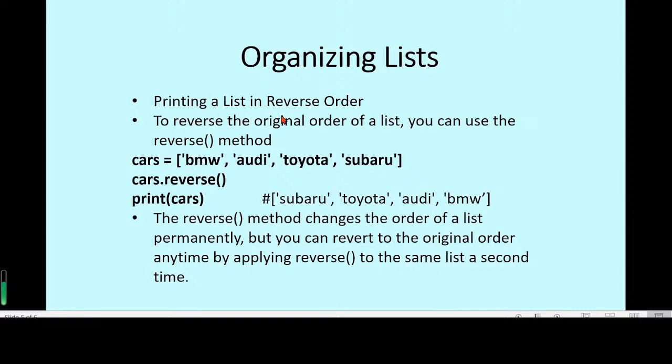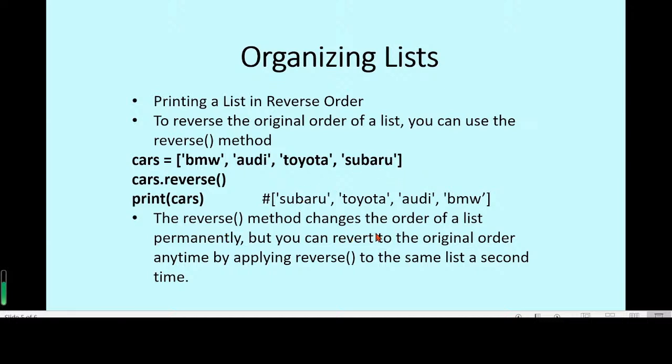So, printing a list in reverse order. Just to reverse the original order of a list, which may not be the alphabetical order, you can use the reverse method. This is the original list. If we use cars.reverse() and print cars, then the order of the elements is reversed. So the last one will be printed first.